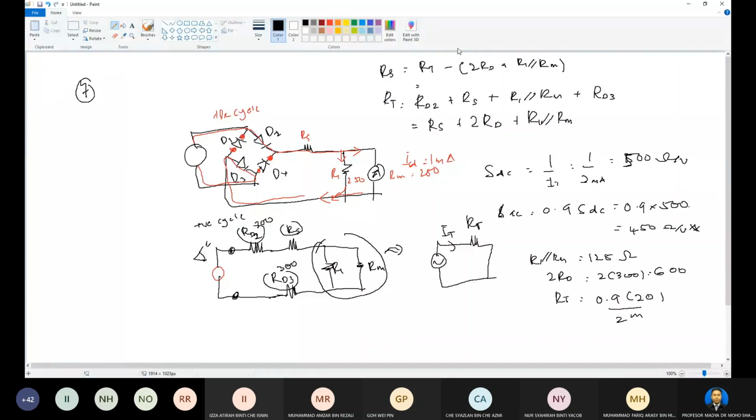So RT is 9 kilo ohms. All right, and then from this equation we can calculate the RS. So 9 kilo minus 600 plus 150, 125, sorry, 125. So the answer will be 8.275 kilo ohms. Okay, so that is RS. So this is the answer for question number 7.